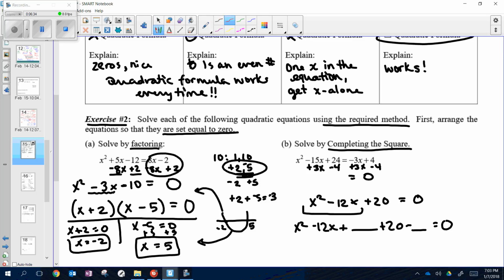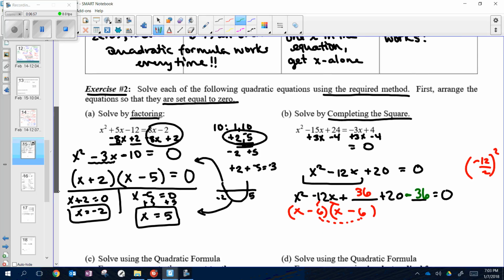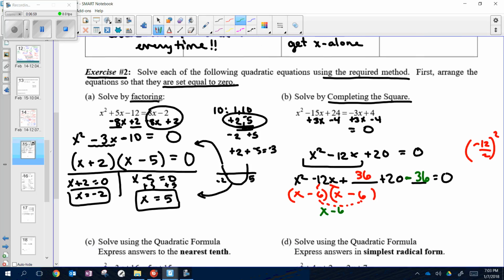So I start thinking about what this would factor into, x and x. And I have to split this evenly, so minus 6 and minus 6. Negative 12, I took half of it. Now I'm going to square that number, because if I multiplied these back together, that's a 36. If I add in a 36, I need to take off a 36. My perfect square trinomial is x minus 6 squared, and the combining of these two numbers gives me a minus 16 equals 0.